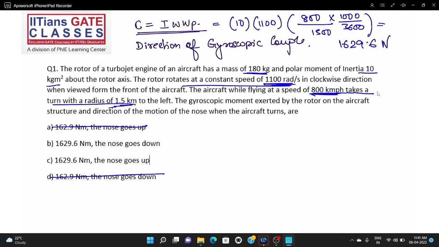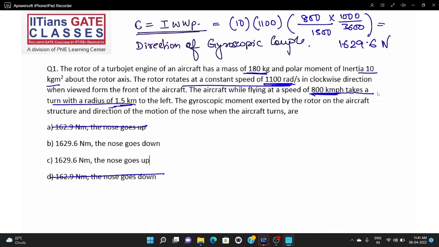As I said, calculating the numerical part is not hard. It is the direction part that is definitely going to cause a concern. Okay, let us try to find out the direction. Now, the rotor rotates with a constant angular speed of 1100 in the clockwise direction as viewed from the front of the aircraft, right?